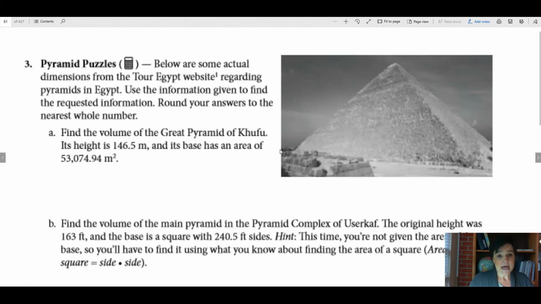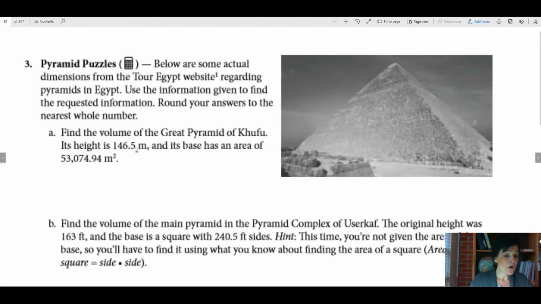Now, on this side, it said these are some actual dimensions from the Tour Egypt website regarding pyramids in Egypt. Use the information given to find the requested information. Round your answers to the nearest whole number. So on both of these, you need whole number answers. Okay, you'll have to round it.